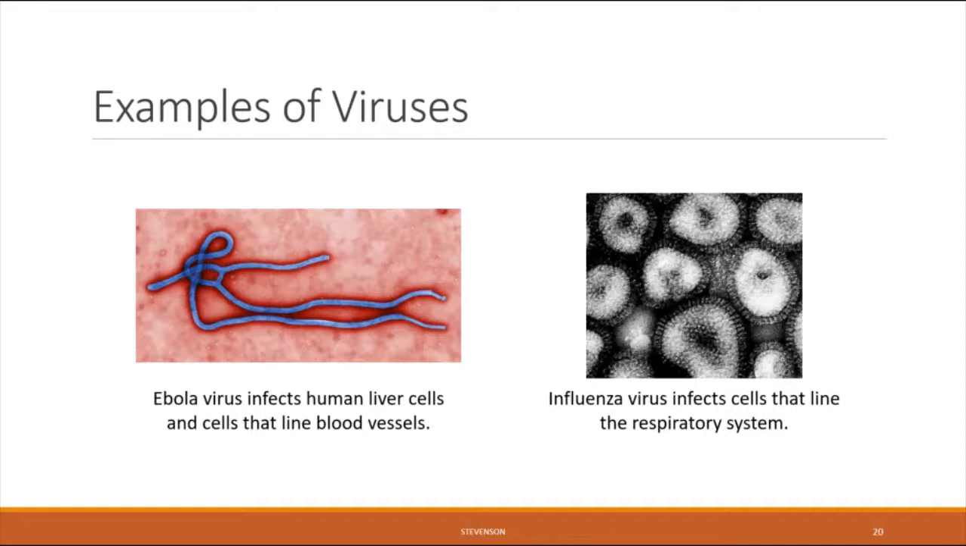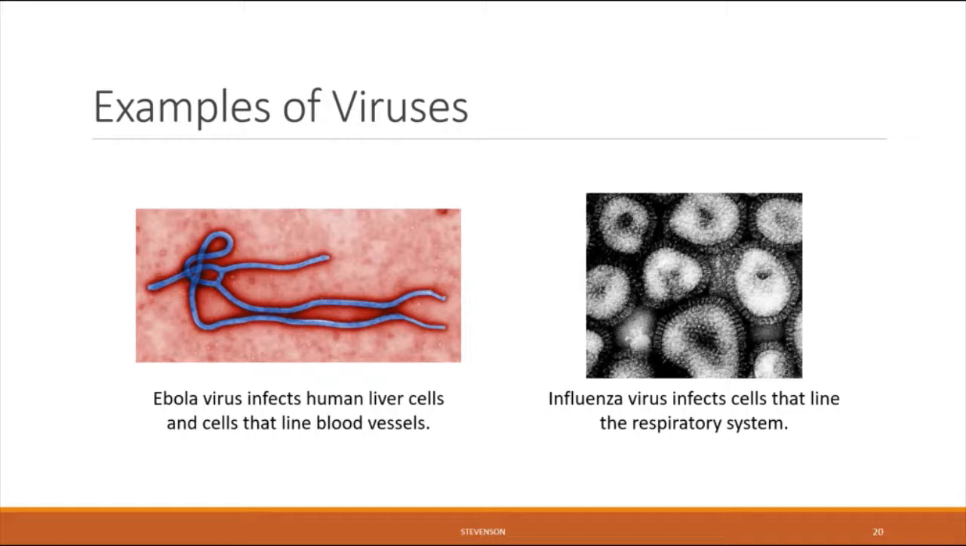Over here, this is a microscopy image of Ebola virus. Ebola virus infects human liver cells, as well as the cells that line blood vessels, which is why bleeding from various orifices and internal hemorrhaging is one of the symptoms of Ebola virus infection. And influenza virus, as you see here, infects cells that line our respiratory system, so the cells that are found in the lining of our lungs and alveoli.